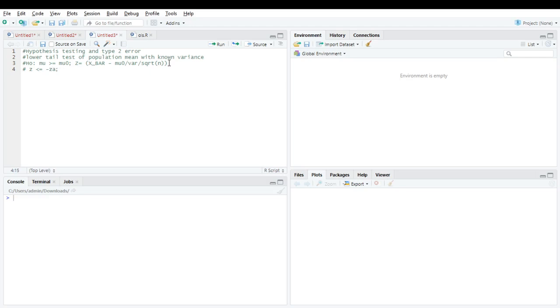Za is nothing but the (100 into 1 minus alpha) percentile of the standard normal distribution, or ND in short, normal distribution.